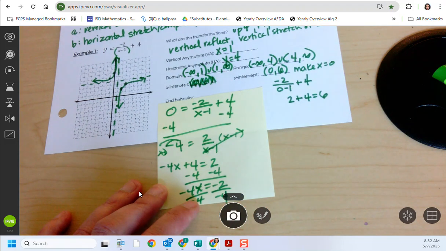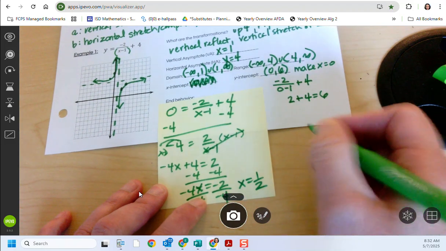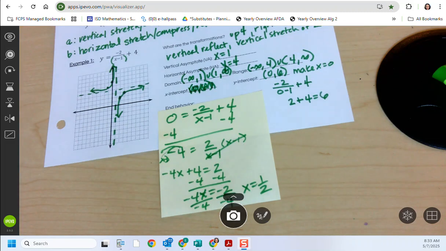I'm still not liking this answer. I'm getting x equals 1/2. Let's see what I'm doing wrong here. Hold on. I'm going to pause the video so I can think it through. All right, so I'm not seeing my mistake there, so what I'm going to do is go back and find it on the calculator.